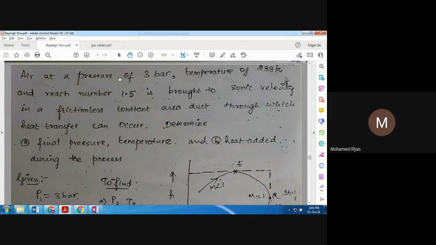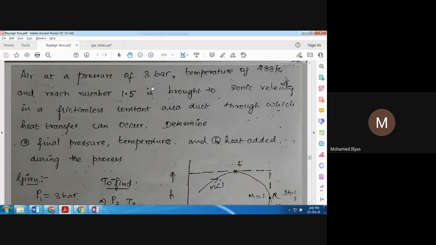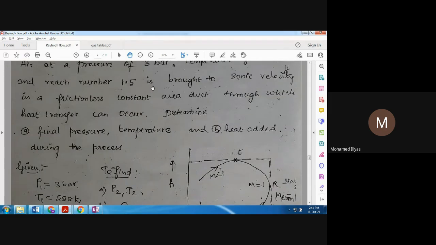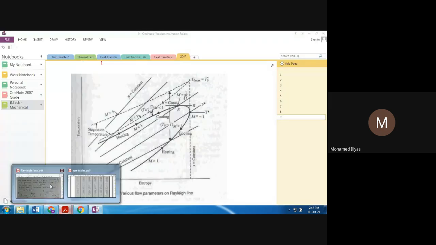So the initial conditions of pressure, temperature and Mach number are given: P1 is 3 bar, T1 is 288 Kelvin and Mach number M1 is 1.5. It is brought to sonic velocity, that means it is allowed to pass through to the limiting state. Sonic velocity means M equal to 1. The flow is allowed to reach the limiting state. Even if it is not specified, we will assume it that way.